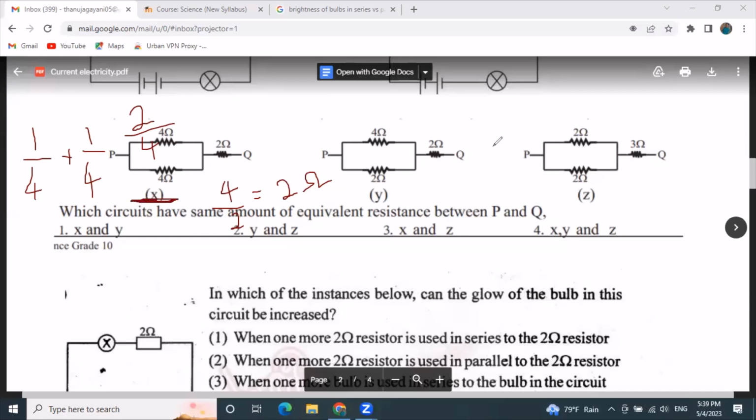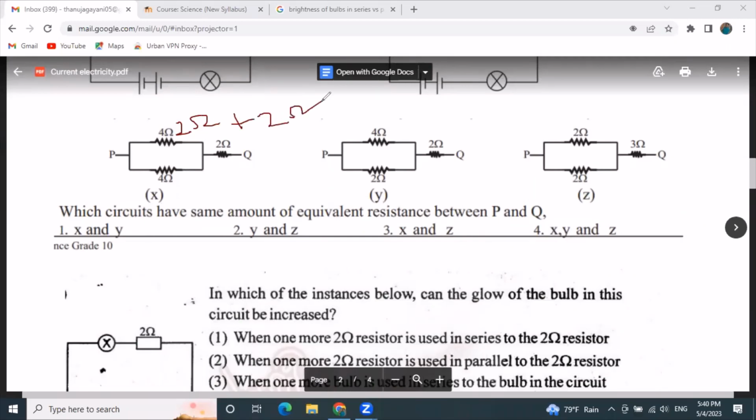Here the equivalent resistance. Okay, 2 ohm and 2 ohm. Let's erase other things. Let's write only 2 ohm here. 2 ohm plus 2 ohm here. Okay. Next one, 4 plus 2. Here the resistances are combined in the parallel combination method. That means 1 over 4 plus 1 over 2.